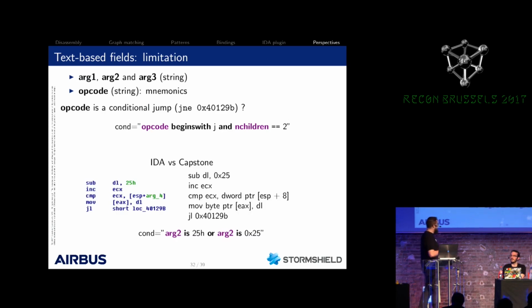Then we have another problem, because in the standalone tool we use the Capstone engine, and in IDA we use the IDA engine. So sometimes, for example with variables, we have in IDA 25h for the hexadecimal value 25, and in Capstone we have 0x25. So again, a dirty hack to catch both cases: we catch 25 or 0x25.